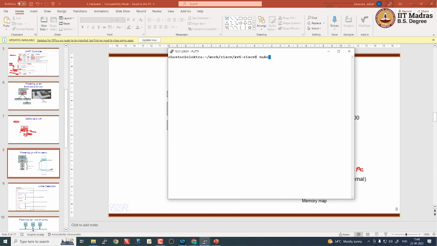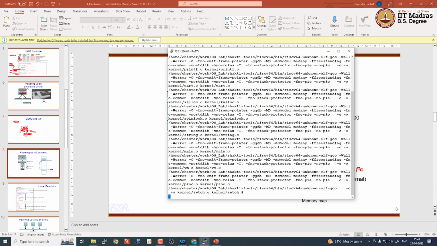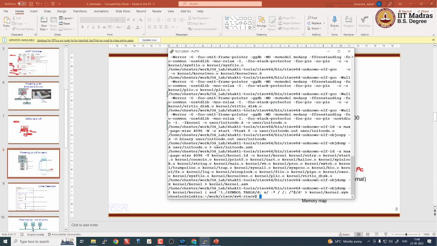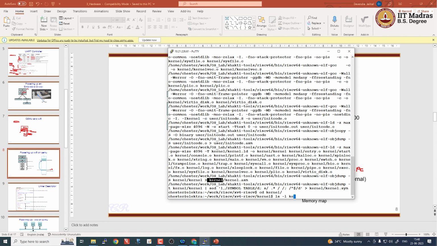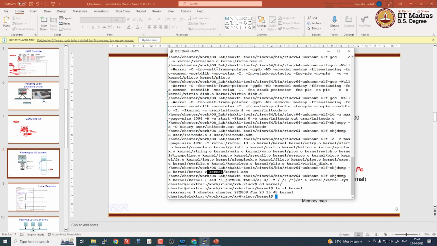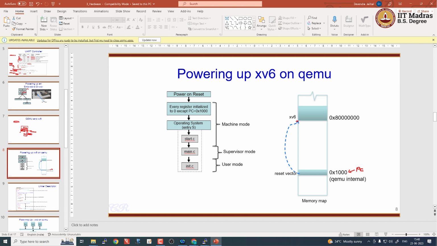if I run this command called make, it compiles all the source code of my kernel, and then finally generates a particular file called kernel. So this kernel is essentially my compiled xv6 kernel. Now let us come back to our presentation.